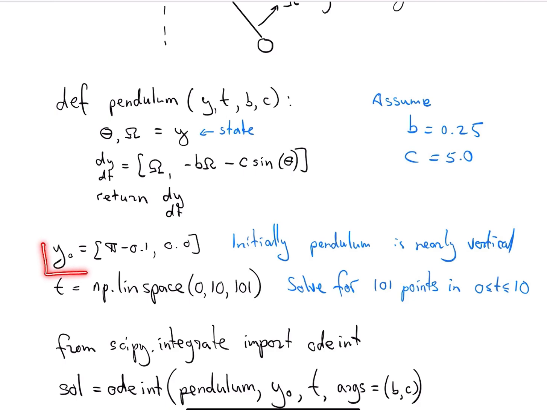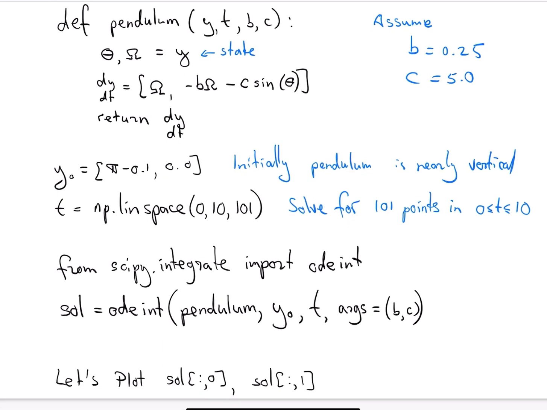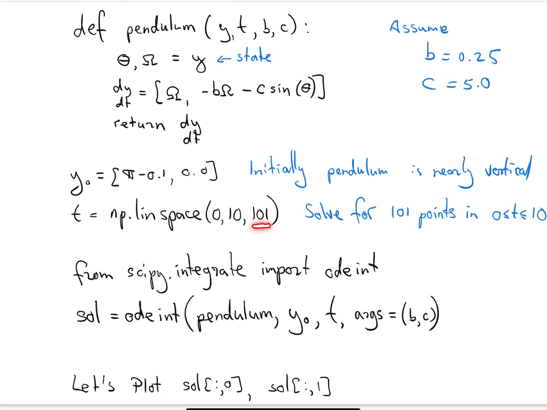So if our initial condition is y0 equal to some small deviation from pi, and 0 as angular velocity, so that the pendulum is nearly vertical, we are going to solve the system for 101 points on the time interval from 0 to 10. The way we do it is we import this function called odeint, and we just plug in our rule for how the state changes. We plug in our initial state y0, and we say over what period of time we would like to solve it, and for which points we would like the solutions, and these are the arguments, which are the parameters.